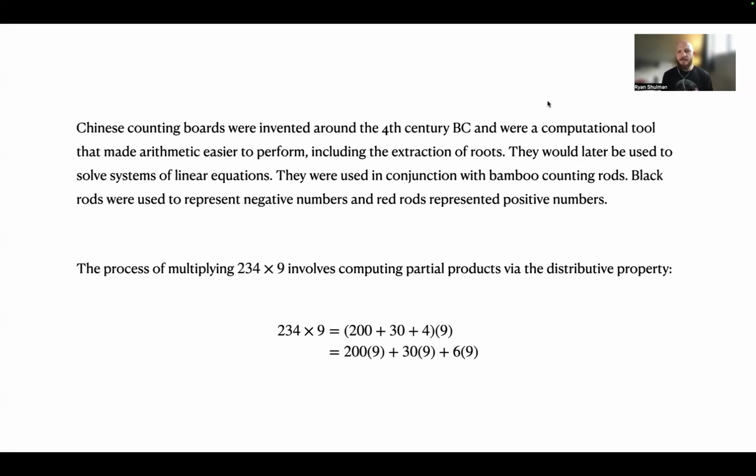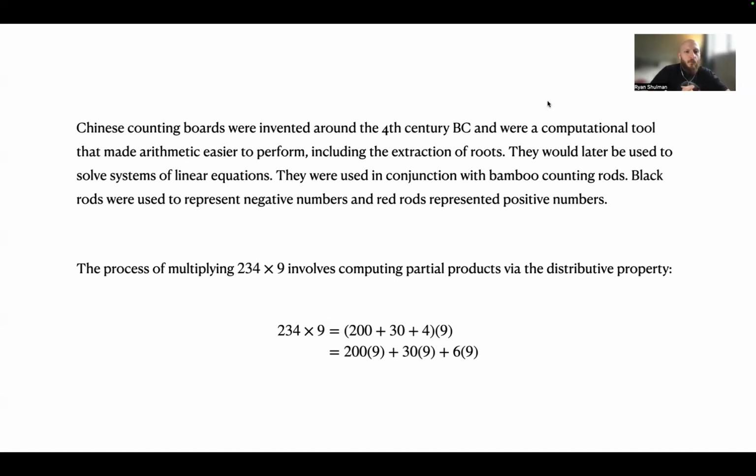And later on, these would also be used for solving systems of linear equations, so a fairly advanced tool, although it is really simple. The counting boards were used in conjunction with bamboo counting rods, and different colored rods were used to represent positive or negative numbers, where black rods were used to represent negative numbers, and red rods were used to represent positive numbers.